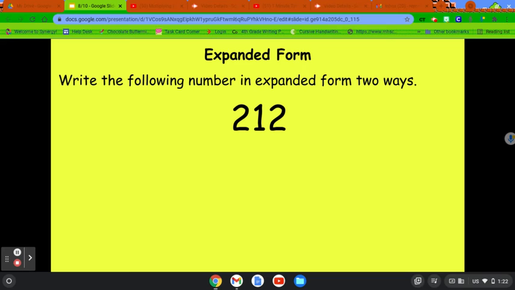Go ahead and talk to the people around you. Make sure no one is left out. And go ahead and work together to write this number 212 in expanded form two ways on your notebook paper.